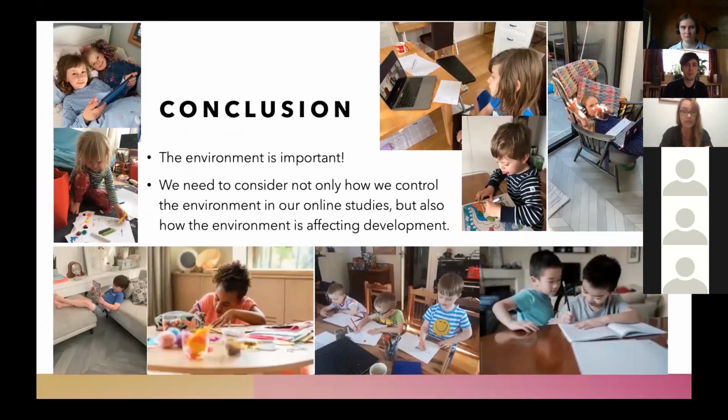But what I really want to press home, and what is my major conclusion, is that the environment is incredibly important. We really need to consider not only how we control the environment in our online studies, but we also have to really think about how the environment is affecting development and what we are actually getting when we're getting the data. So if we're going online and doing eye tracking or looking time or reaction time, what exactly can we say about this data when it comes out? And how have we at least measured what the environment is that these kids are in while we're doing this? So that's sort of my take-home message.